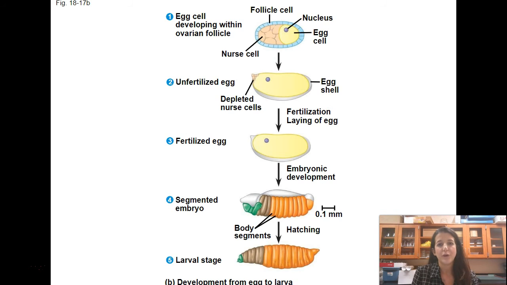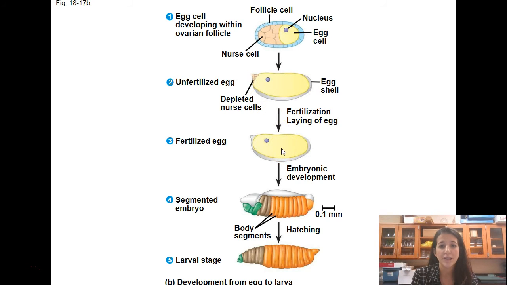Alrighty, and just giving you a brief overview of what happens in their development. So we have an unfertilized egg here, so you have the egg cell. You have this group of nurse cells occurring towards the left. As the egg gets larger, still unfertilized, your nurse cells begin to deplete, and then fertilization occurs.